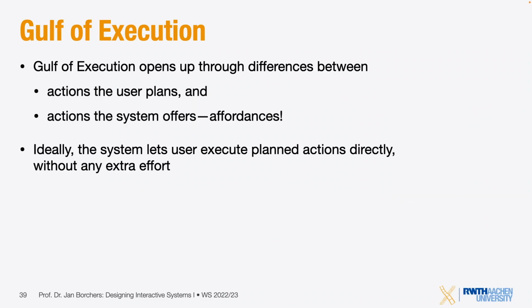So the gulf of execution opens up because we have differences between what the user plans as actions and the actions that the system offers, which again goes back to affordances, right? Because affordances are the things that we see in an object on how we can use it. Ideally, if your design really nails it, the system lets the user execute any actions that they plan directly and without any extra effort, because it's so clear how to use it.